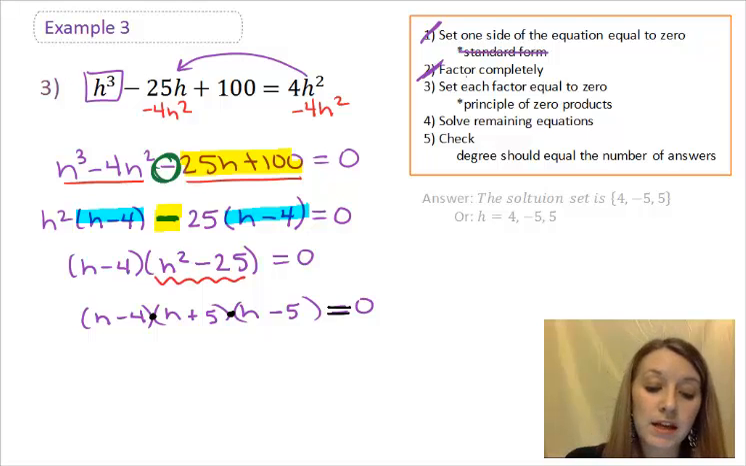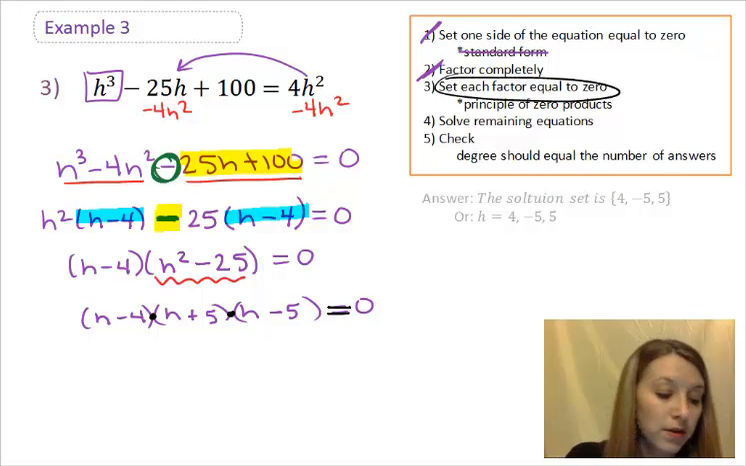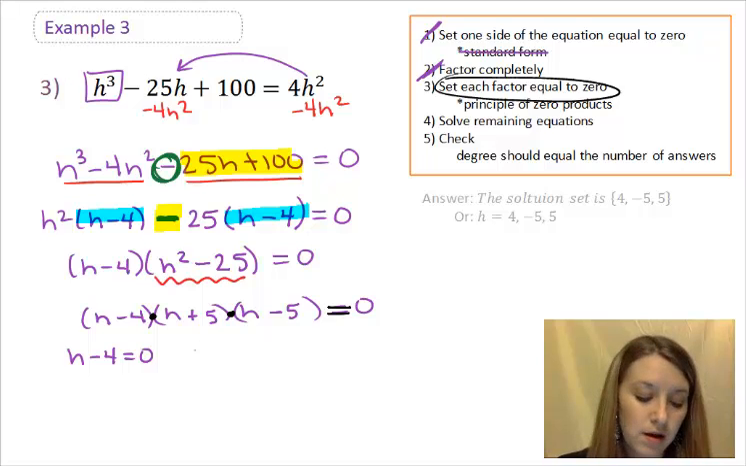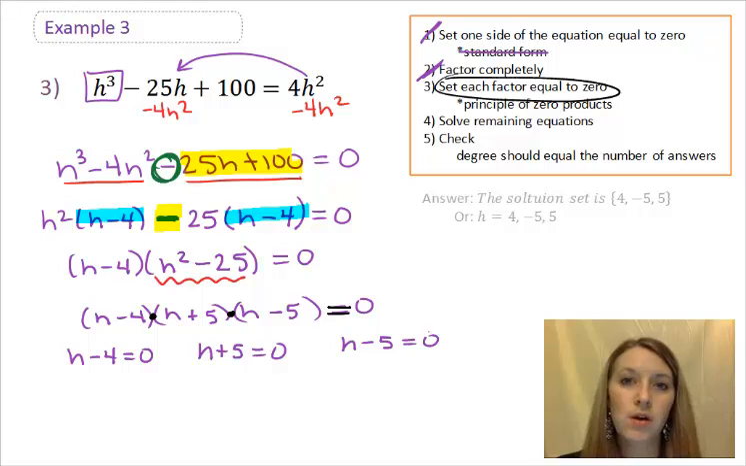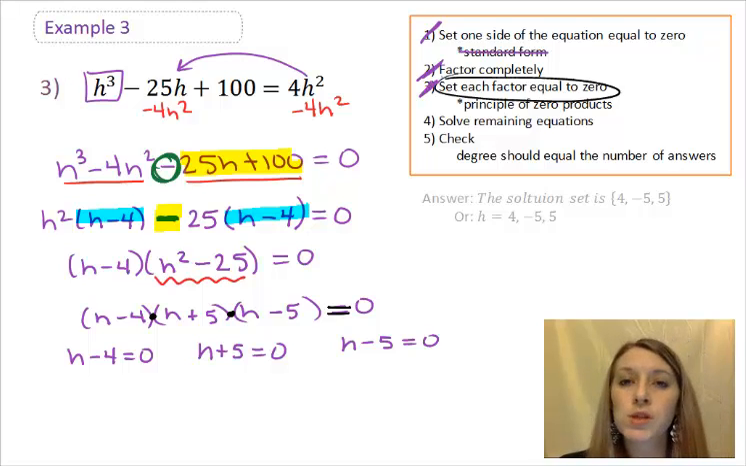Now we can set each of our factors individually equal to 0. On the left, I have h minus 4 equals 0. In the middle, I have h plus 5 is equal to 0. In the last, I have h minus 5 is equal to 0. So I've finished step number 3. Now I'm going to solve my remaining equations in step number 4.